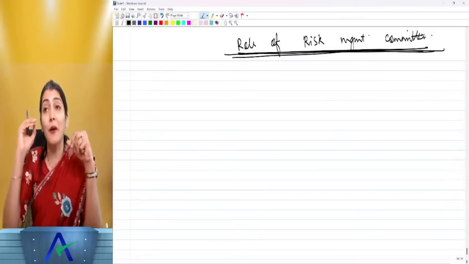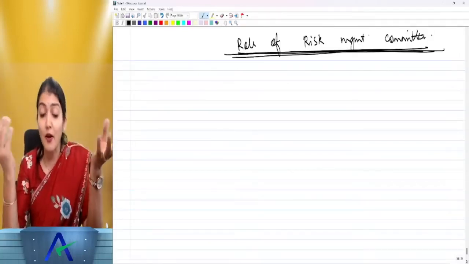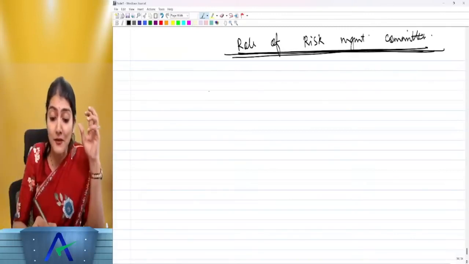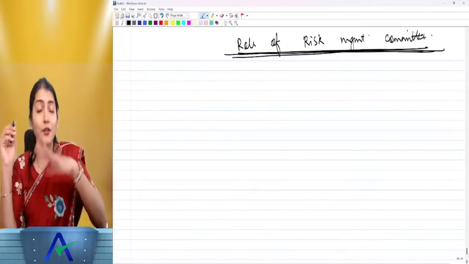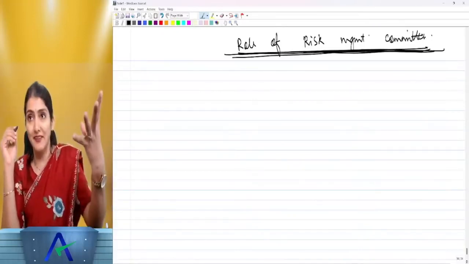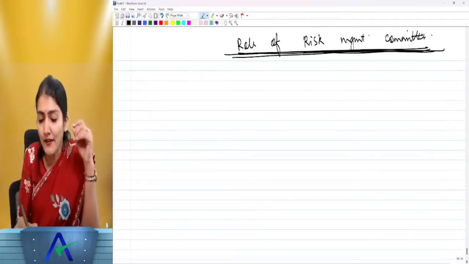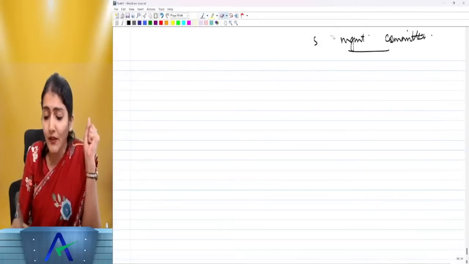Which companies are required to constitute a risk management committee? Top 1000 listed entities. How many times do the meetings of the risk management committee take place? At least twice in a year. Audit committee, 4 times in a year, but the risk management committee has to meet 2 times in a year.